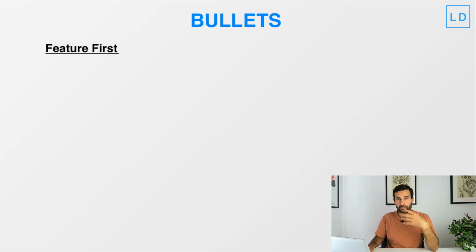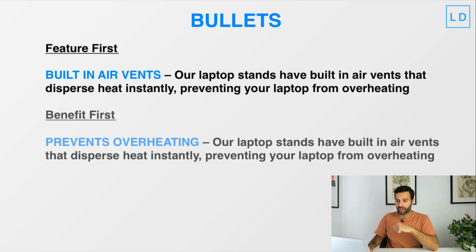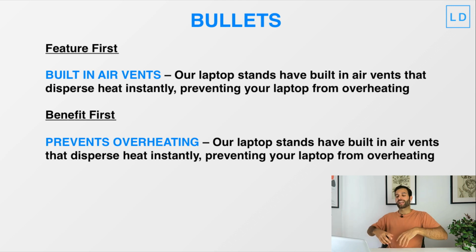If you were to lead with a feature first approach, your bullet point would look like this: built-in air vents. That's how you would start off your bullet point. Instead, what I suggest is leading with a benefit first approach, leading with prevents overheating. If you look at those two examples, straight away you can tell that the prevents overheating, the benefit first approach, has much more of an emotional reaction, and that customer is more likely to convert on your product listing if you lead with a benefit first approach.